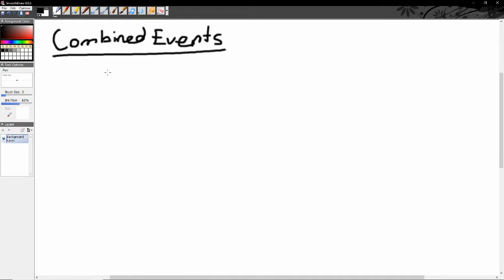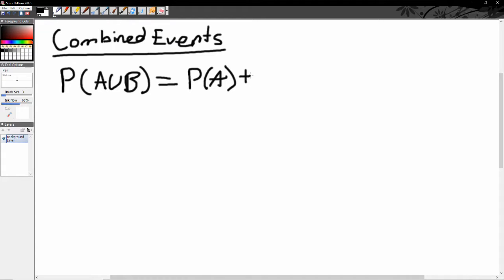So the most important thing that you need to know for combined events in the IB is that the probability of A or B is equal to the probability of A plus the probability of B minus the probability of A and B. So this is one of the most important things to know for combined events with IB probability. And the reason for this, which will probably help you to remember this, is that for the probability of A or B, you want to count everything just once.